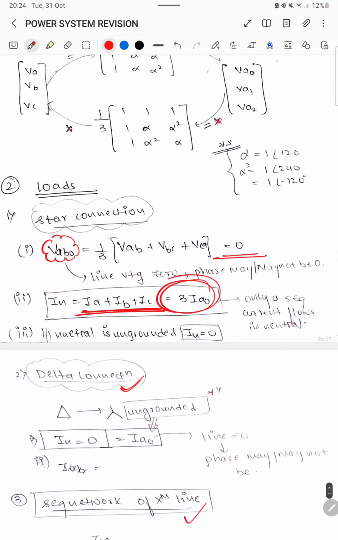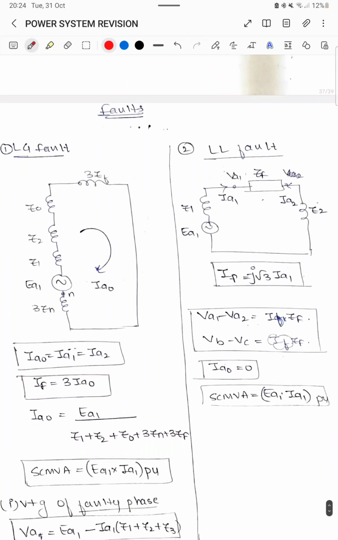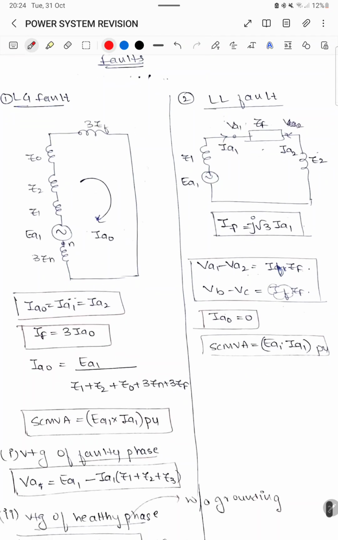And then obviously certain loads, star connected loads and delta connected loads. Okay. Now there are very simple diagrams to help us comprehend LG, LLG and LLL faults. In LG fault, there is EA1, positive sequence voltage, Z1, Z2, Z0, 3ZF, and a neutral with 3Zn. All are in series, and IA0 flows through it. Clearly IA0 equals IA1 equals IA2, and IF equals 3IA0.